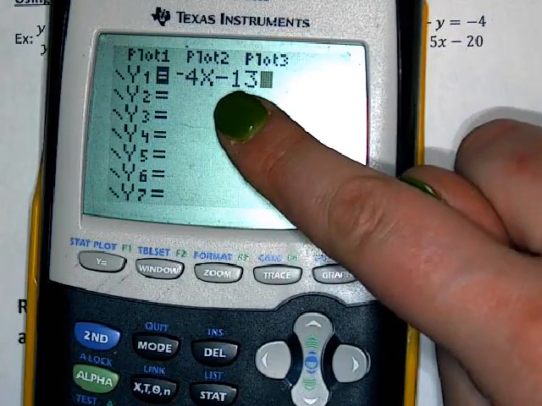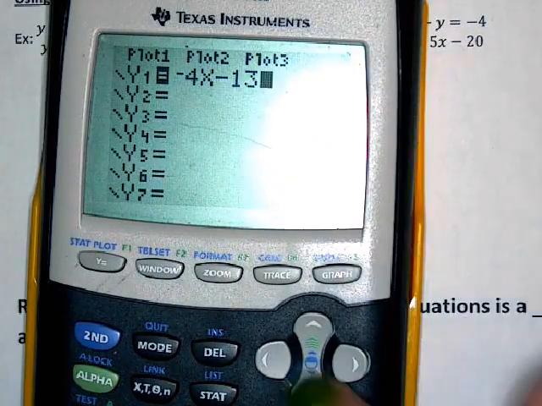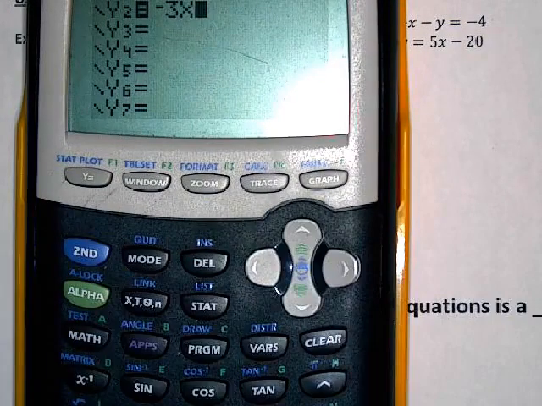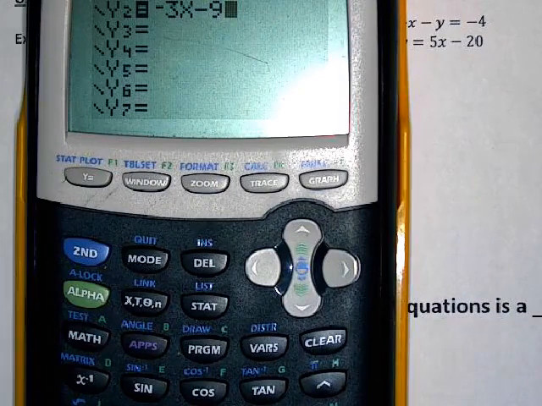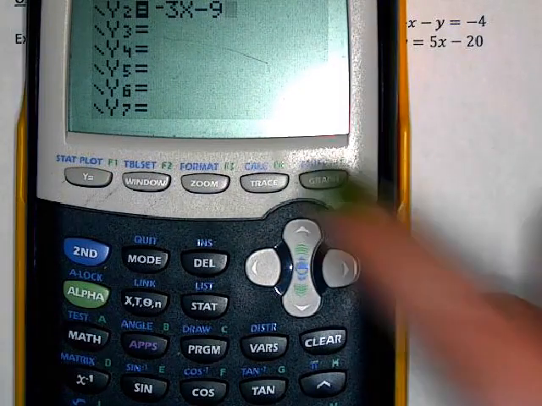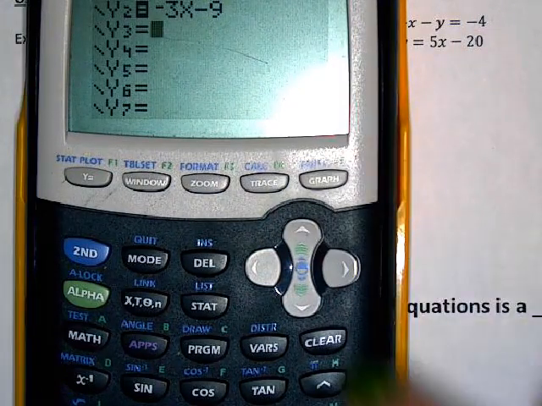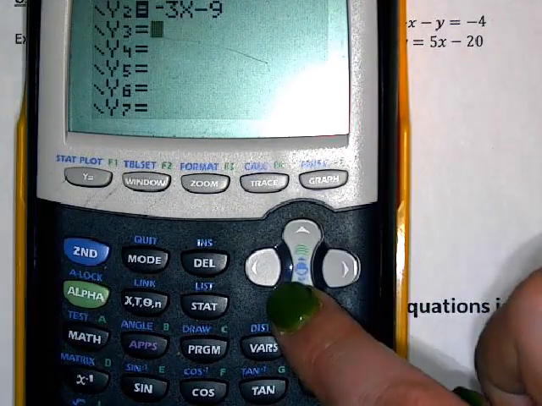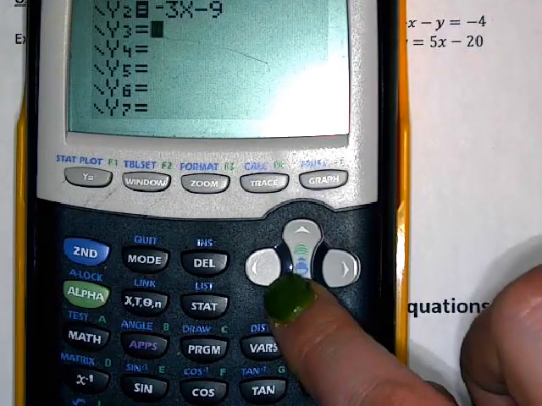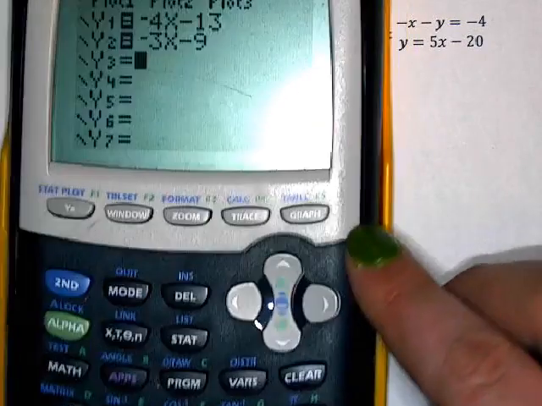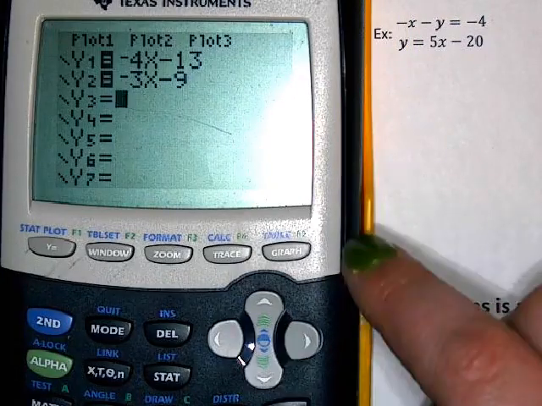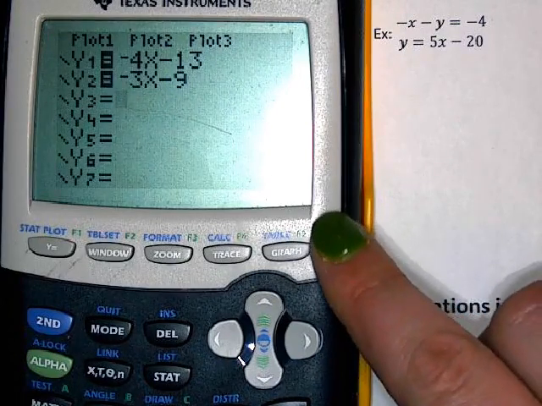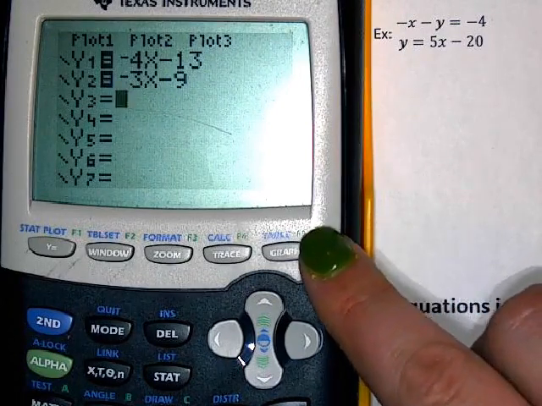And then we've got negative 3x minus 9. To go down to the next one, you can press enter in the bottom right corner, or you can press the arrows. So negative 4x minus 13, negative 3x minus 9. We all good? Okay. Once you're done, you can hit the graph button right here.